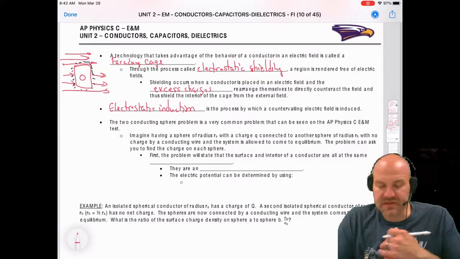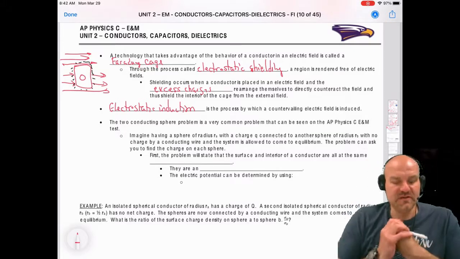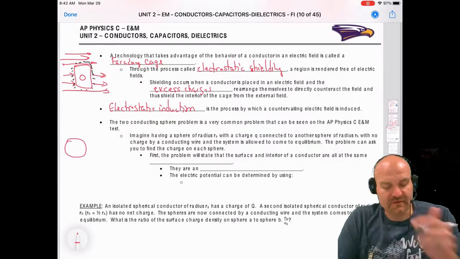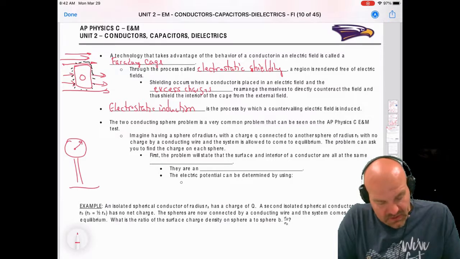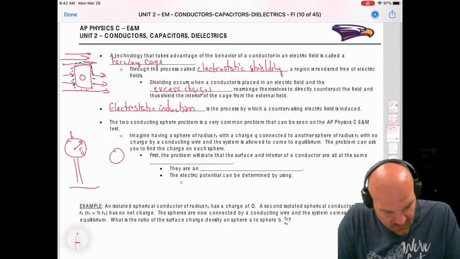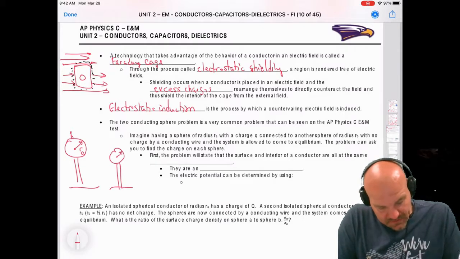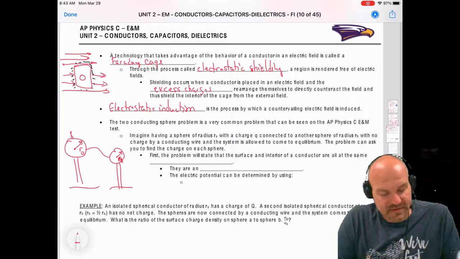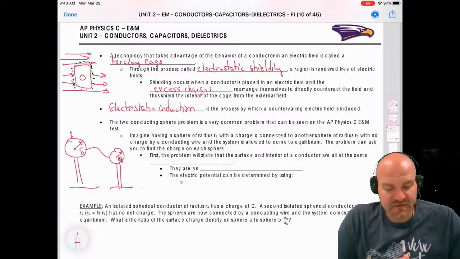Now, the more important question is two conducting spheres. The two conducting sphere problem is a very common problem that can be seen on the AP Physics C E and M test. You have a sphere of radius R with a charge Q, connected to another sphere, which we'll call RA. Typically the other one is smaller or bigger, so there's a difference in size. It has no charge, it's connected by a conducting wire, and the system is allowed to come to equilibrium. The problem can ask you to find the charge on each sphere.